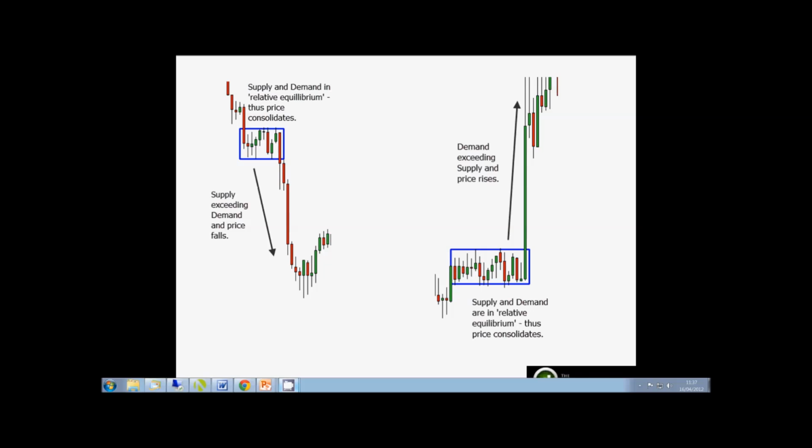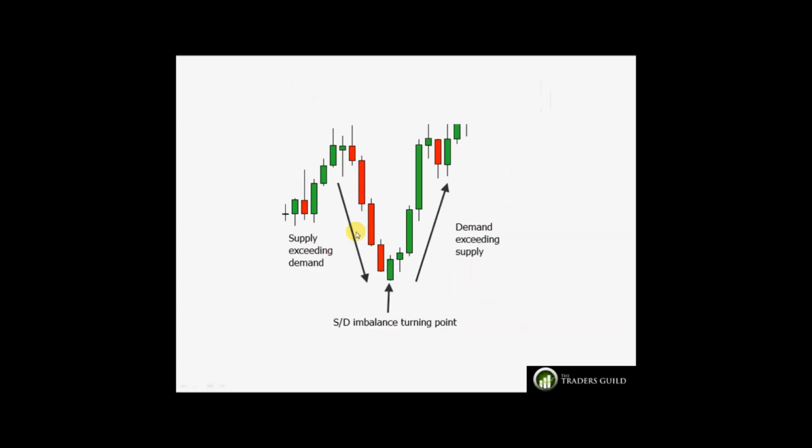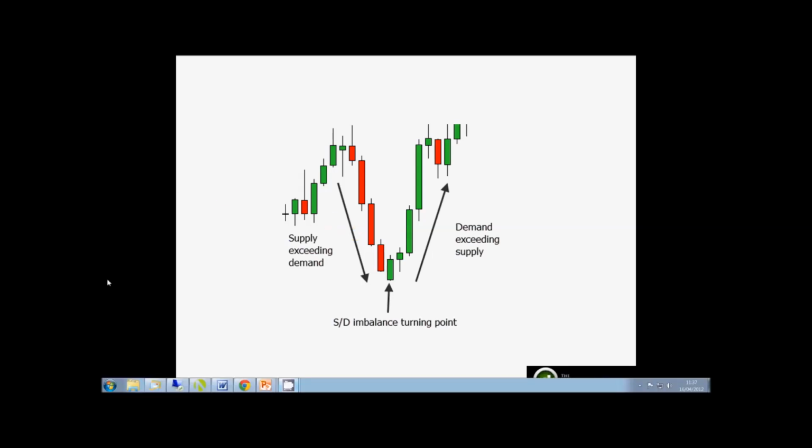The other area on a chart where we will see supply and demand imbalance is swings, swing highs and lows, or what I call supply and demand imbalance turning points. These basically represent a change in the direction of the supply-demand imbalance as the trend is reversed. So that's why I call them supply-demand imbalance turning points.